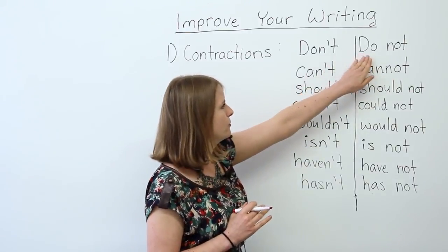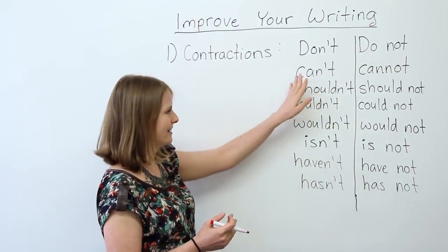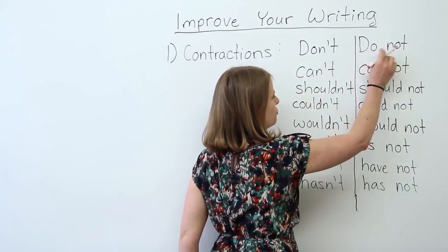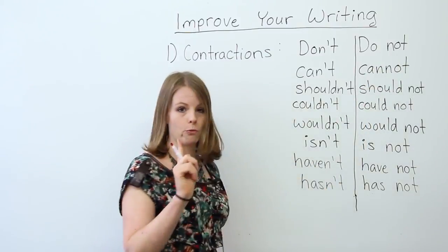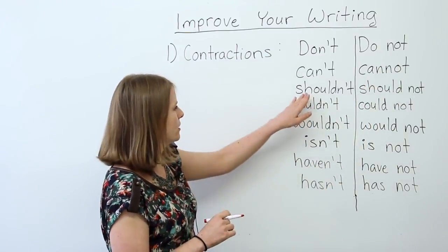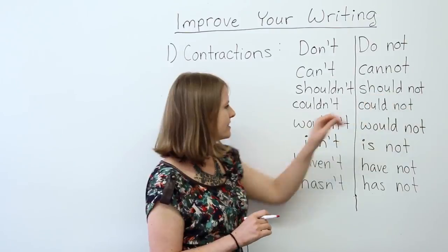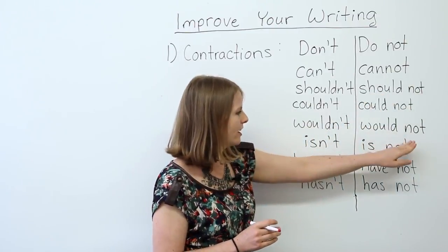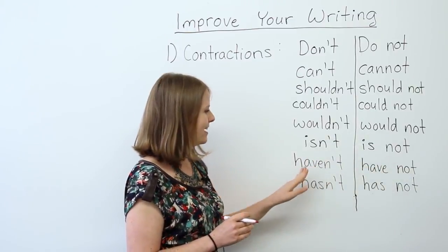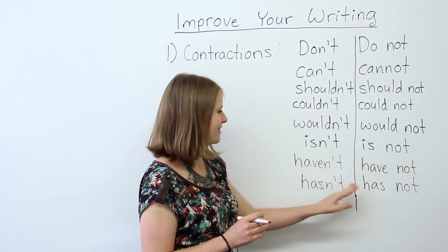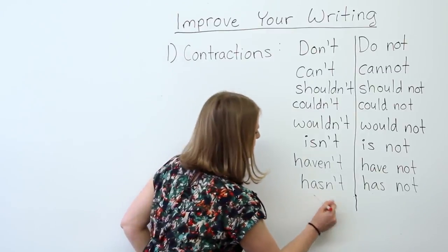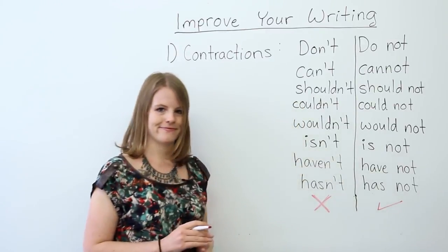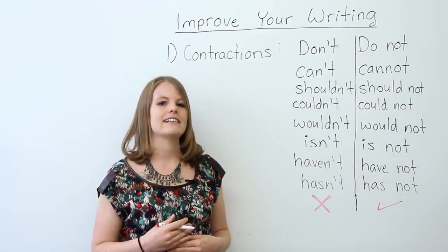So instead of don't, use do not. Instead of can't, use cannot. And notice how with do not, it's actually two words. Cannot is just one word. Shouldn't becomes should not. Couldn't becomes could not. Wouldn't, would not. Isn't, is not. Haven't, have not. Hasn't, has not. Okay, so don't use these, use these. Okay, so now let's look at tip number 2.